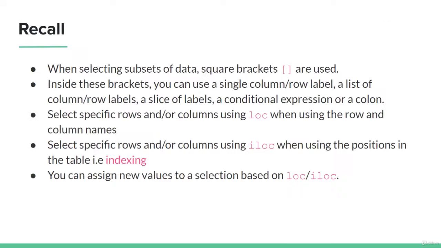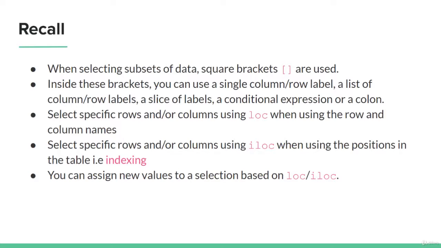So let's recall what we have learned so far. When selecting subsets of data, square brackets are used. That is a part of syntax, and that is very important to remember. Inside these brackets, you can use a single column or row label, a list of column or row labels, a slice of labels, a conditional expression, or a column.